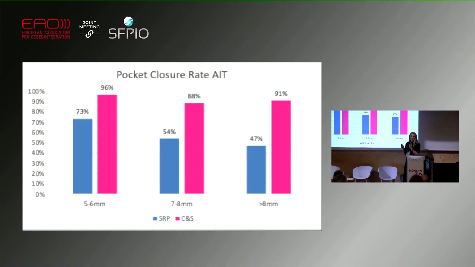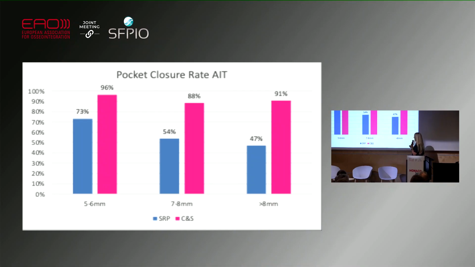A very recent analysis, which is not published yet, but I'm sharing it with you today, is the analysis of the pocket closure rate. It means that the pockets are not active anymore. It's 4 millimeters and it's not bleeding on probing. So if we have the initial pocket probing depth of 5 to 6 millimeters, we have pretty similar results. However, it gets more interesting with a deeper initial probing depth.